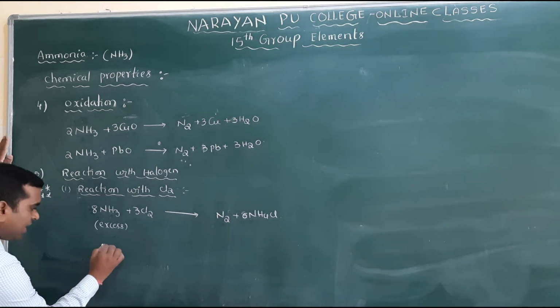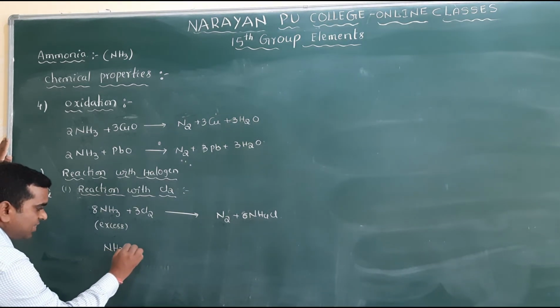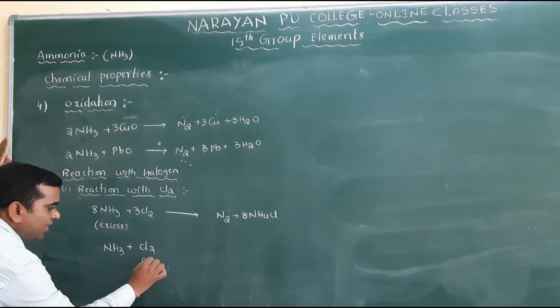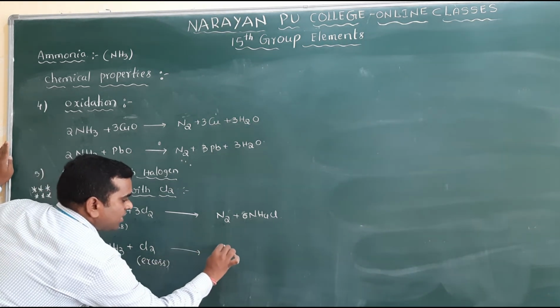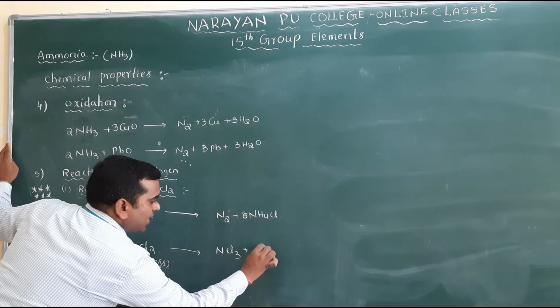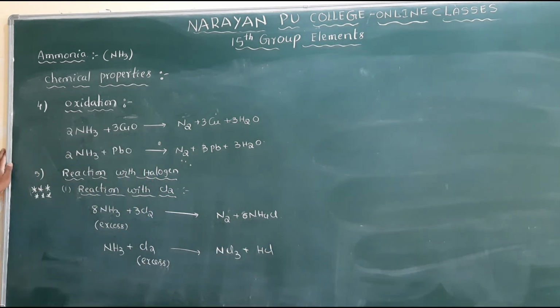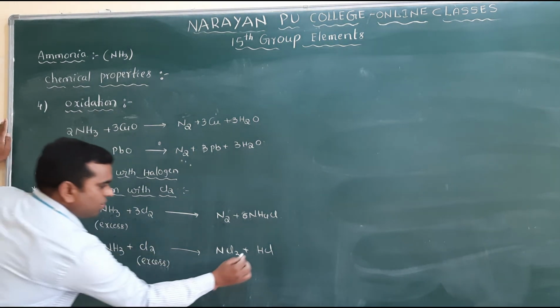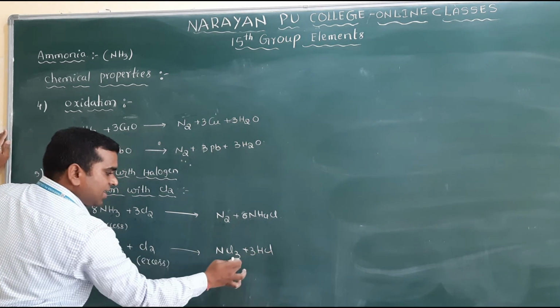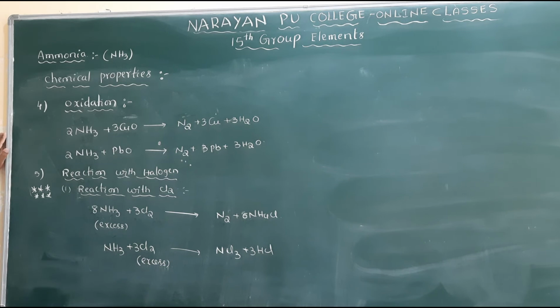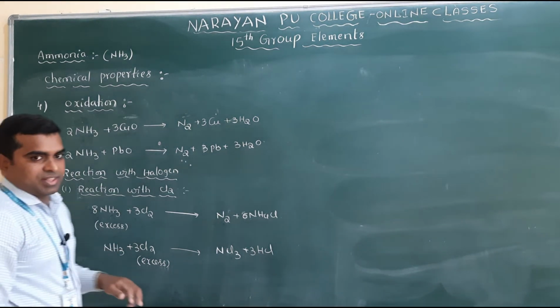And in the same way, if I take NH3 and Cl2, and now the excess amount is Cl2, then you will get the compound NCl3 plus HCl, nitrogen trichloride. Clear? So balance the atoms here. How many hydrogens are there? 3. So I will multiply this one with the 3. How many chlorine atoms are there here? 3, and here 3, 6. 6 means I will multiply this one with the 2. So this is very, very, very important. It is asked in the PU examination.